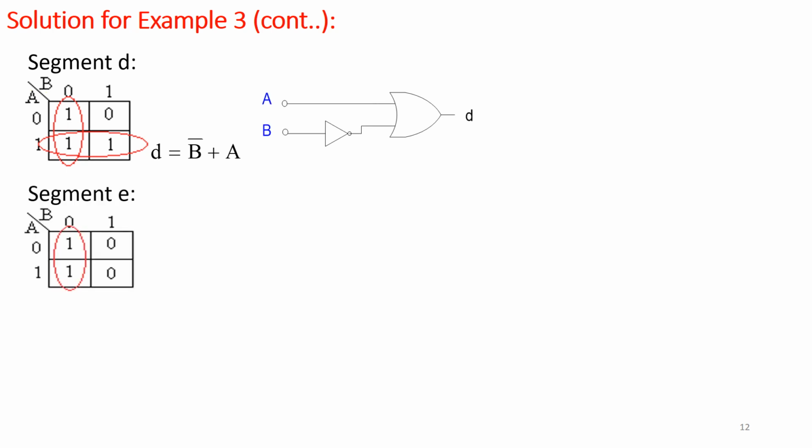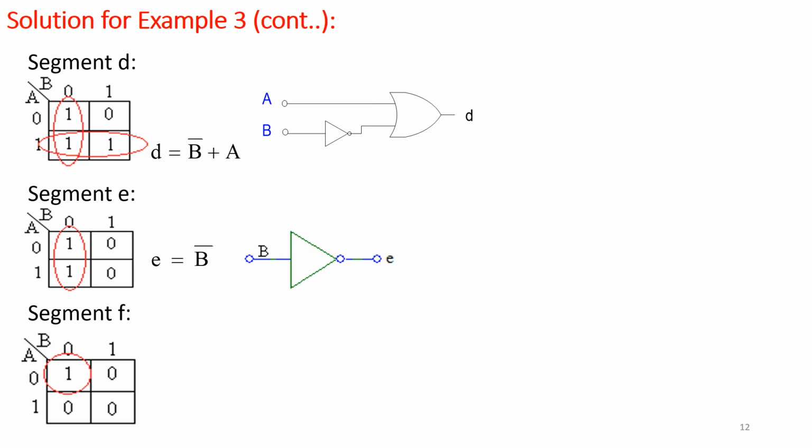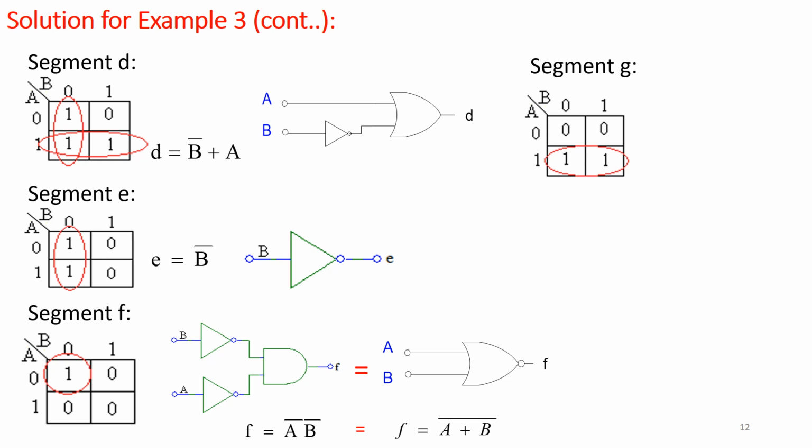For E, it is simply B bar. So just put an inverter or NOT gate there. For F, it's just A bar, B bar. So we need 2 inverters and 1 AND gate. And for G, we have G equals A. So that completes our circuits for all the 7 segments for this question.